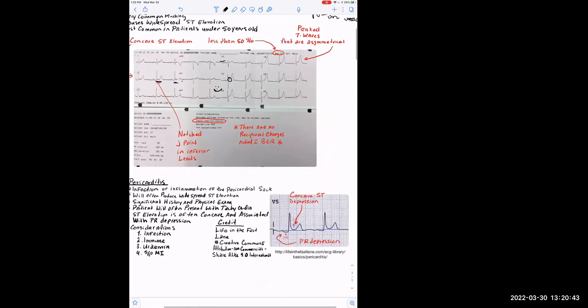No, that's great. The only thing I'd say is anytime you see concave ST elevation, you should be thinking about a mimic. Yes, absolutely. You'll see this pop up time and time again. So yeah, anytime you see that, you'd be like, huh, I wonder if something else is going on.